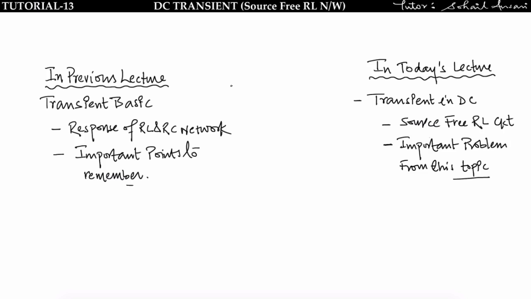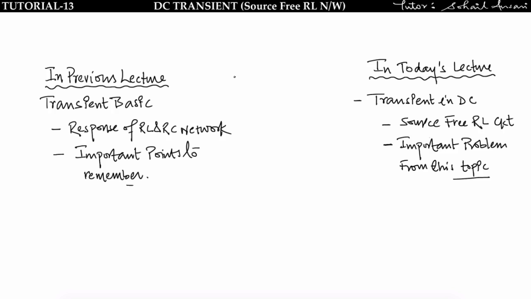Hi guys, in the previous lecture we have seen the basics of transients, in which we covered the response of RL and RC networks, how they behave in transient state and at steady state. We saw the graphs of the charging and discharging of inductor and capacitor circuits. After that we learned some important points to remember: how the inductor behaves at t equal to 0 plus and at t equal to infinity, and similarly how the capacitor behaves at t equal to 0 plus and at t equal to infinity. We have seen all these things in the previous lecture.